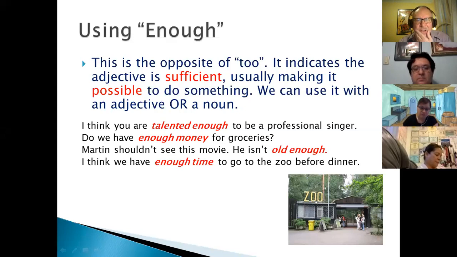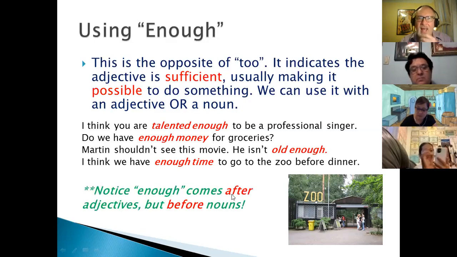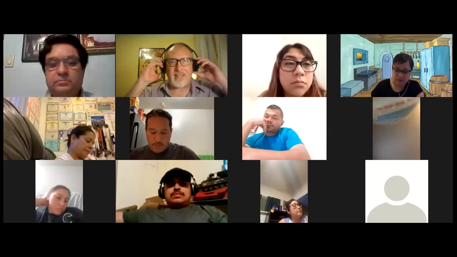I think we have enough time to go to the zoo before dinner. Again, we have time, a noun, and we're using enough in front. Notice enough comes after the adjective, but before the noun. Okay, let's practice that a little bit. Let me stop the share here for just a second. And let's practice.